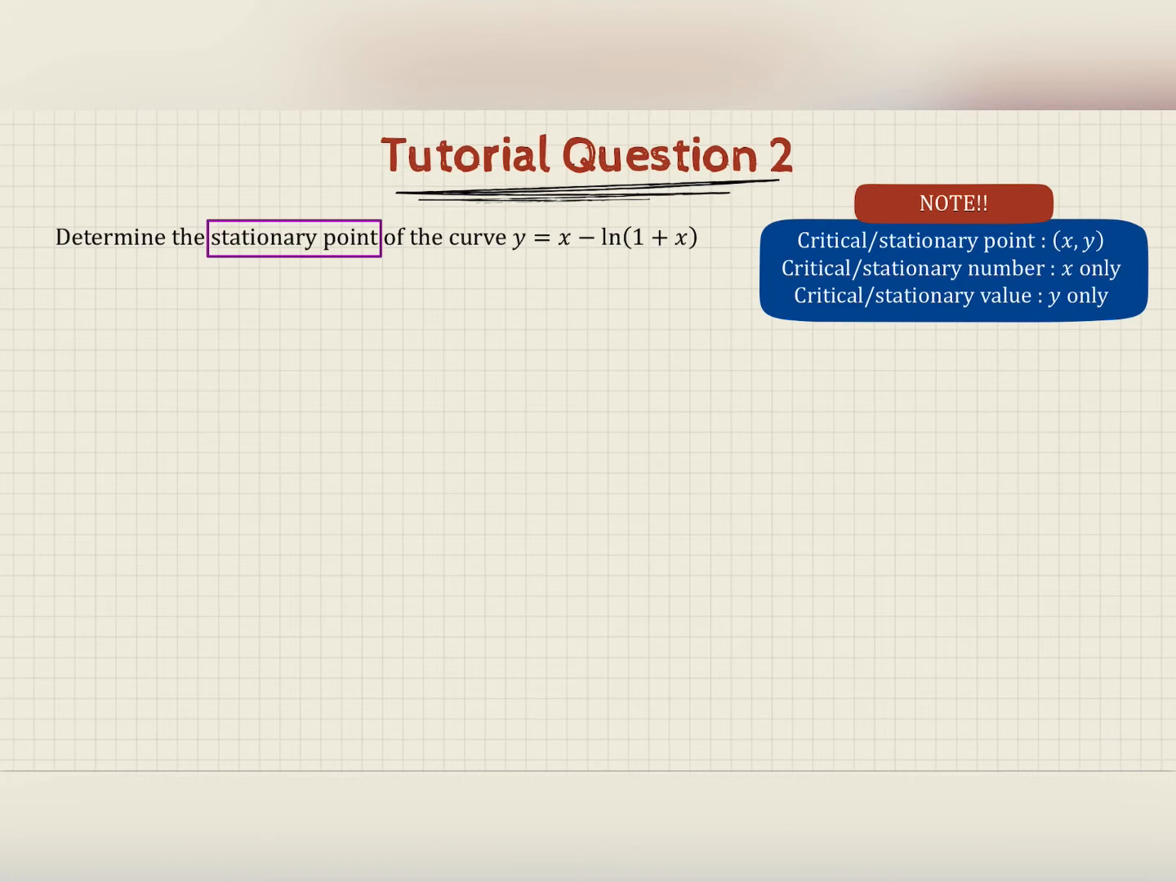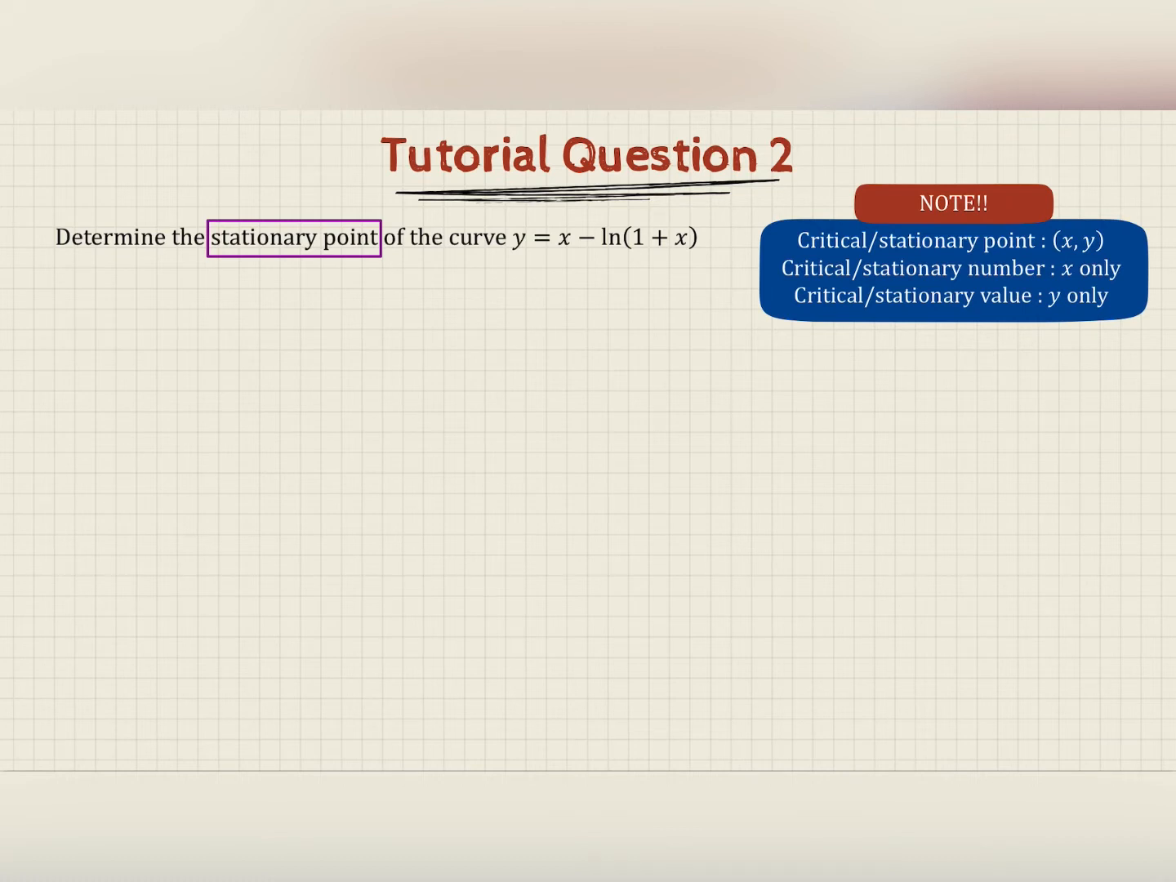Kalau soalan itu mention stationary number ataupun critical number, so the final answer that we will give will be only x sahaja. And if it is a critical or stationary value, then kita hanya bagi jawapan y sahaja. Okay, so kena tengok betul-betul soalan lah. So in this case, dia kata stationary point, that means we are going to give the answer in terms of coordinates lah. Okay, tadi saya ada mention stationary point.